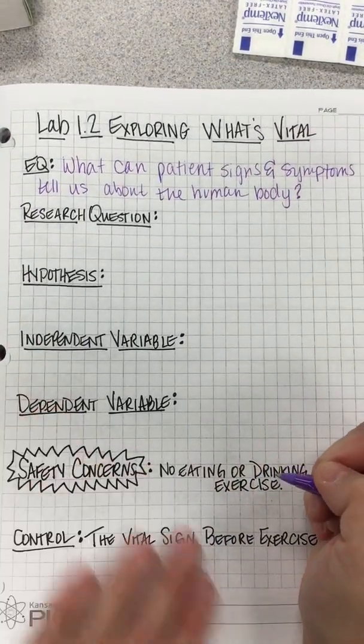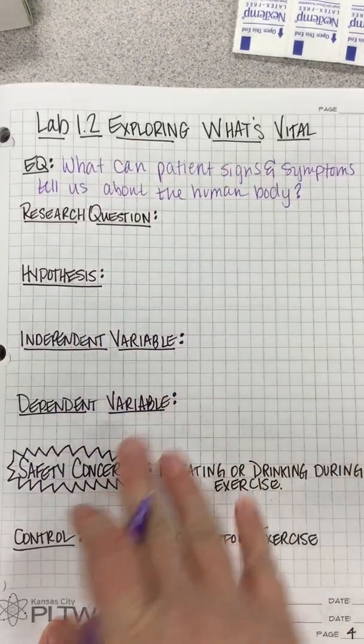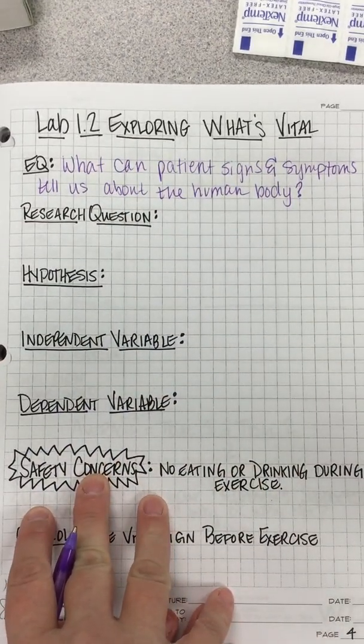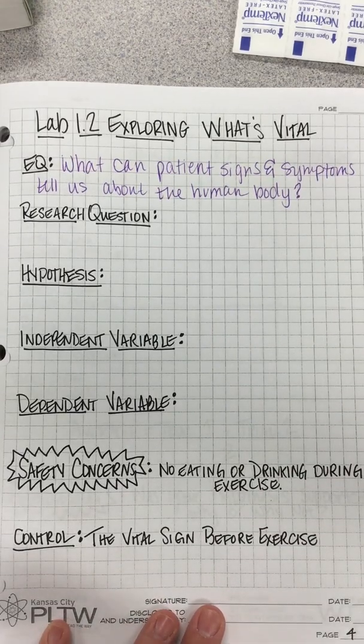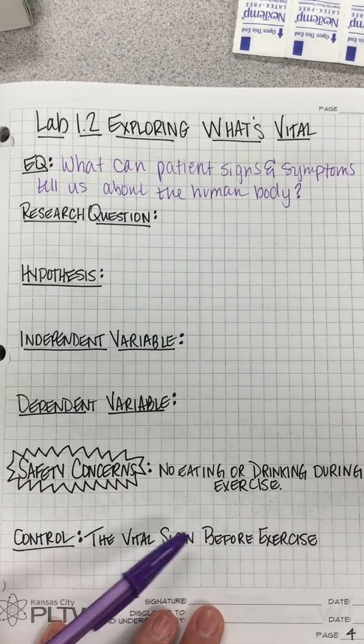Okay, so you are going to design your own lab, kind of like we did a vital sign lab last time, except you're going to see if some activity or calming technique affected one of the vitals.